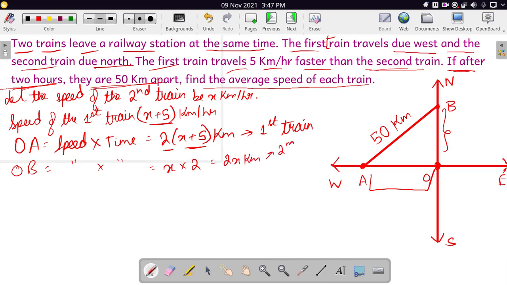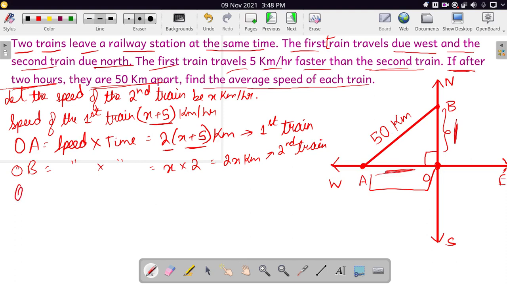Second train. Okay, so we have found out the distance that the two trains have traversed in 2 hours. That has been found out. Now, look at this very carefully. This is a right angle triangle, right? AOB is a right angle triangle. So we know OA, we know this distance, we need to find AB. AB we know is 50 kilometers, so we just need to find out x. So we need to apply the Pythagoras theorem.